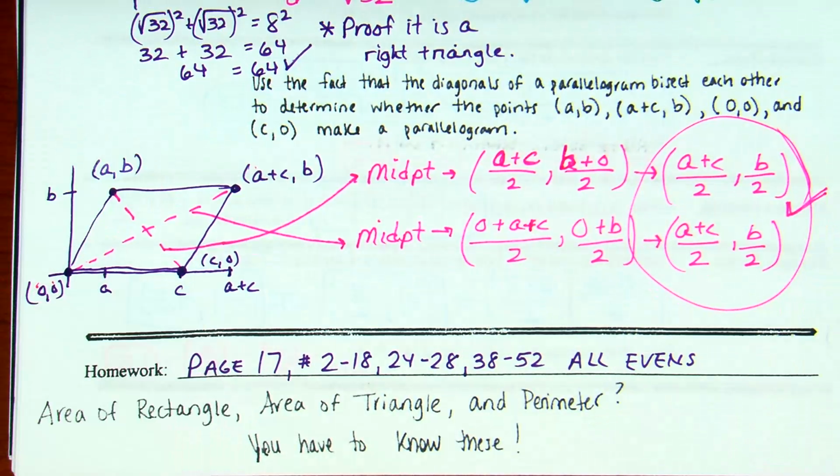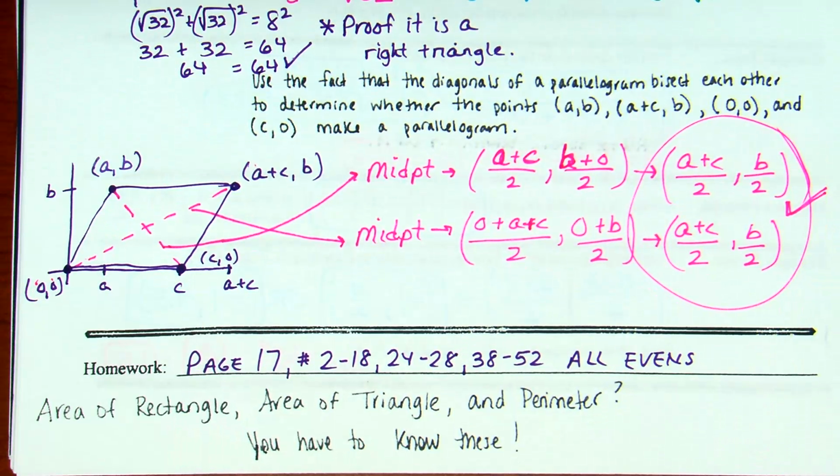Okay, your homework, if you did not write it down yesterday, is page 17. These are all evens, 2 through 18, 24 through 28, 38 to 52. All evens. I just didn't write evens after each one of them. Okay, so on the sideboard, I have that same assignment written on Wednesday and Thursday. It'll be due tomorrow. Okay, then my plan tomorrow will be to check this and go into P.3.